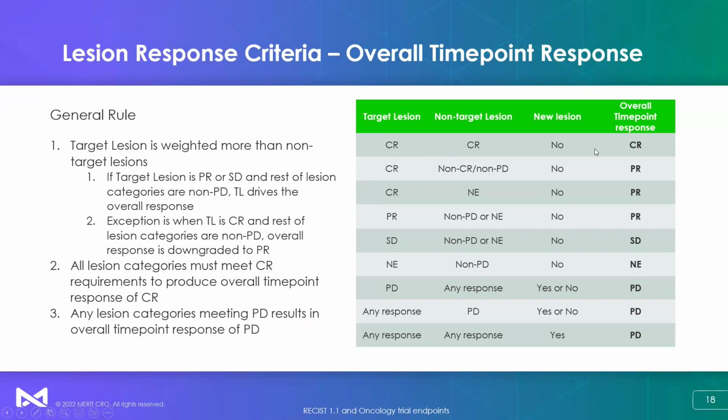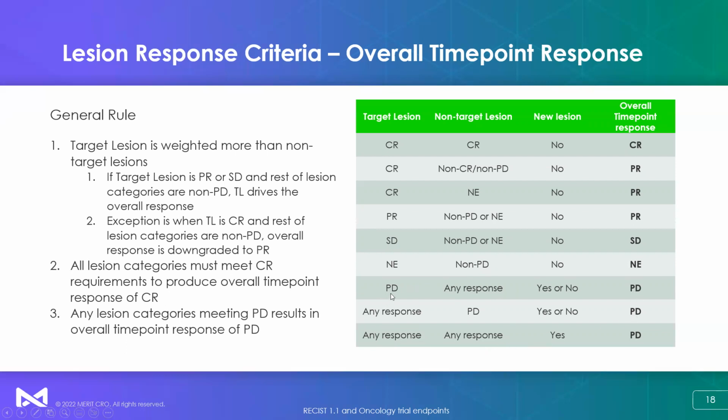So all lesions have to disappear whatsoever so that the overall time point response can be a complete response. And lastly, any lesion category meeting progressive disease would result in an overall time point response of PD. So for our last 3 lines here, if any one of the categories becomes a progressive disease, that would automatically override the overall time point response to progression.